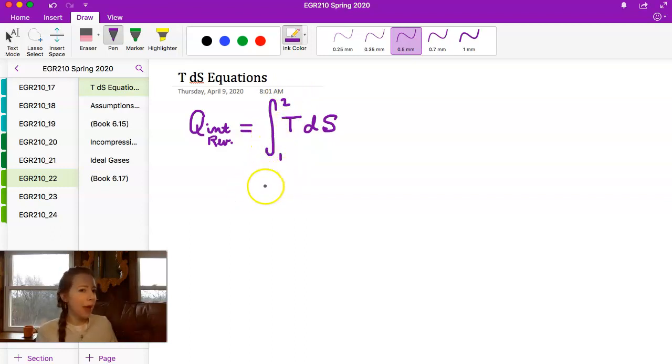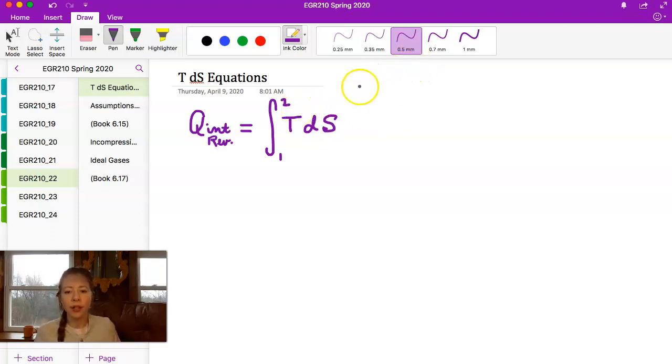So it doesn't matter how you get from state 1 to state 2. It's just the endpoints that matter in this case. So state 1 and state 2. So in this case, we'll be doing temperature. If we integrate, we'll get temperature times the difference between the entropy at state 2 minus the entropy at state 1. And that'll give us the heat transfer for an internally reversible process.